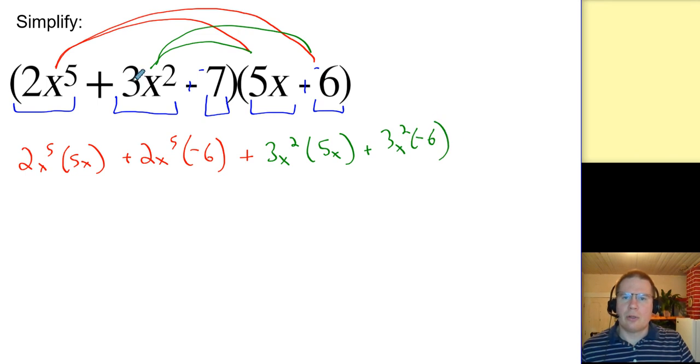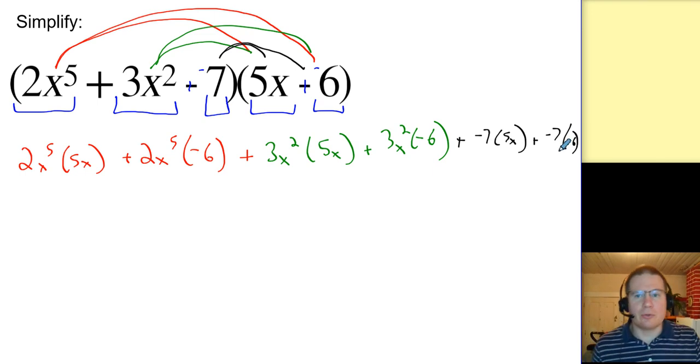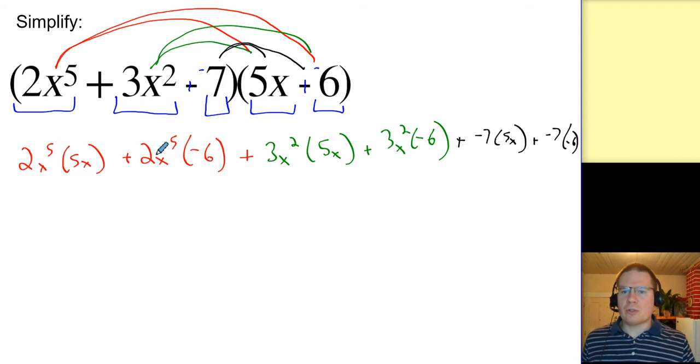Then I move on to my last one here. 7 is the last term here, but it's minus 7, so it's really negative 7 times 5x. And negative 7 times negative 6. I have 3 by 2, so I have 2, 4, 6 terms. My final answer might not have 6 terms, but once I've shown all of those multiplications, I'm doing 6 multiplications. Then we can simplify.